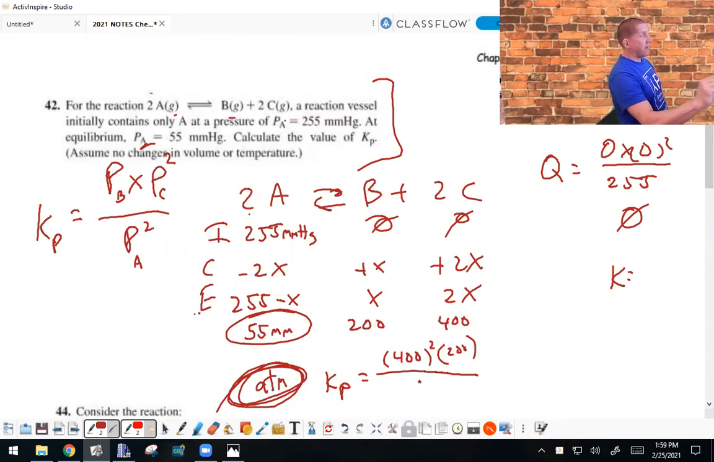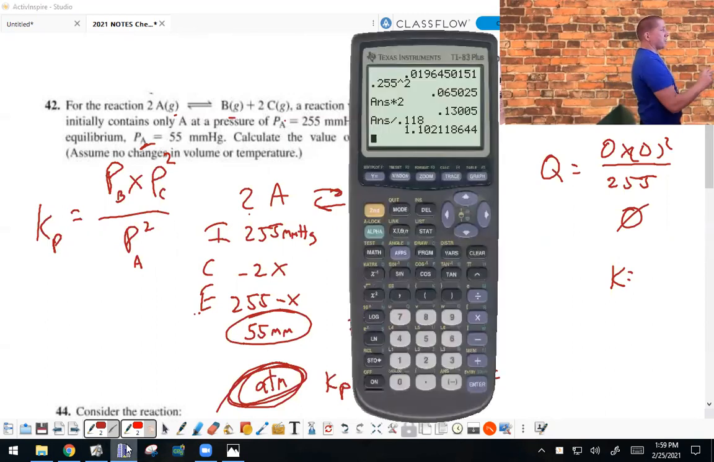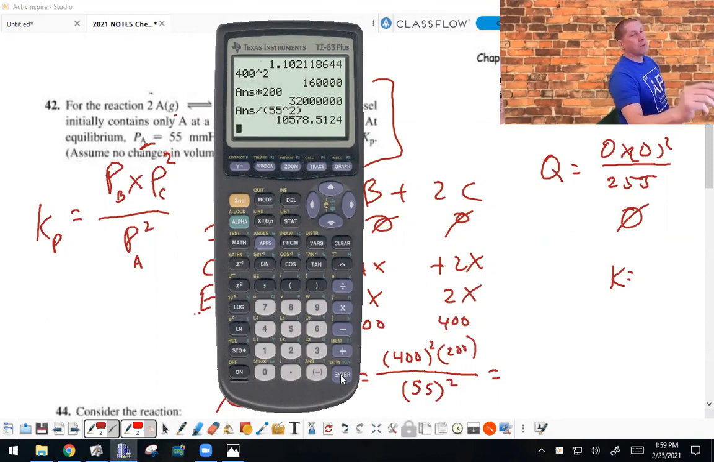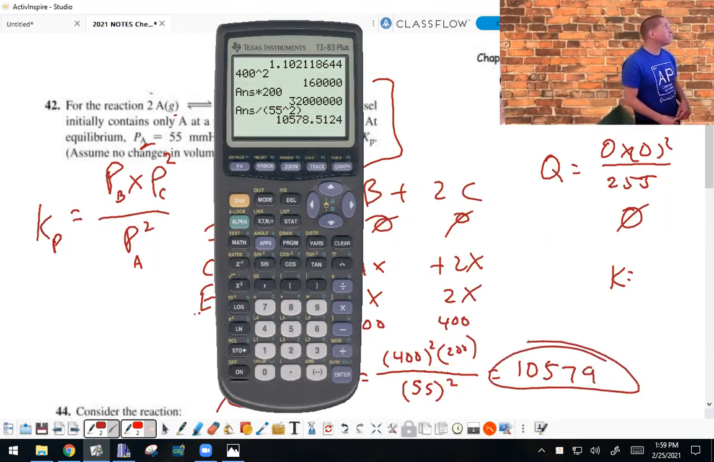So now I'm taking the values at equilibrium and plugging them into the K expression. Don't forget the coefficients becoming exponents. So now we have 400 squared times 200 divided by 55 squared, and we get 10,570. Okay. All right. Try those homework problems.